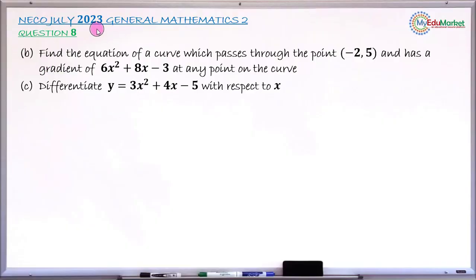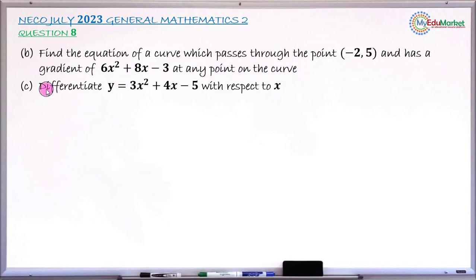This is NECO July 2023 General Mathematics Paper 2, and we are answering question number 8b and c. Question number 8b asks to find the equation of a curve which passes through the point (-2, 5), and that curve has a gradient of 6x squared plus x minus 3 at any point on the curve.